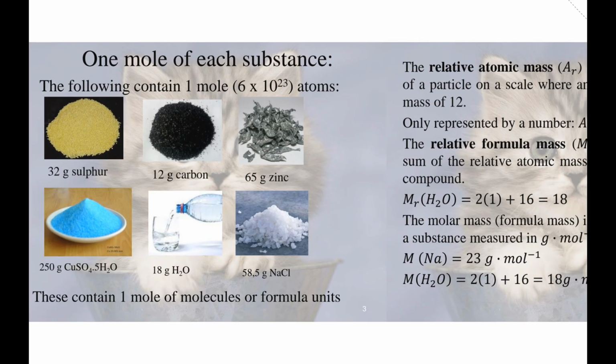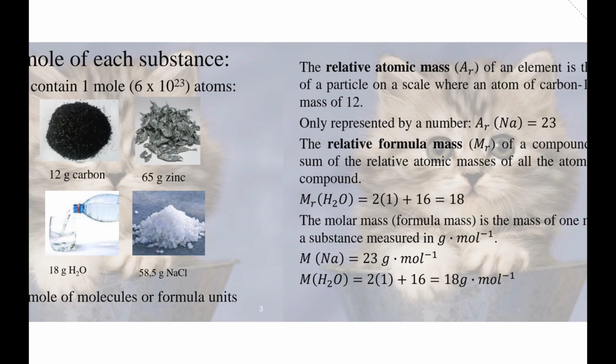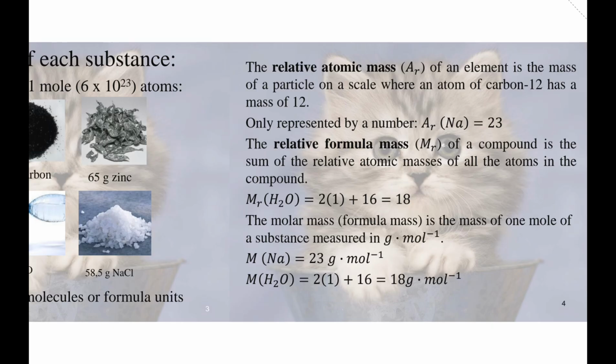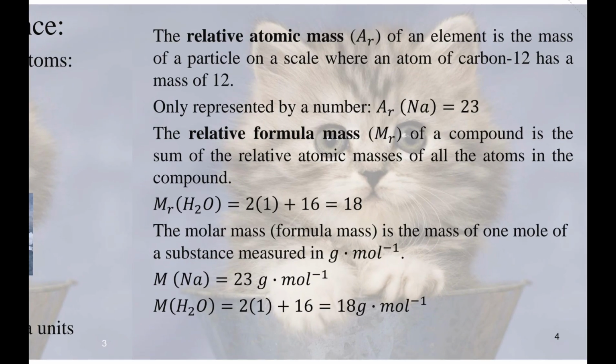So 32 gram of sulfur contains 1 mole of molecules, which means that 32 gram of sulfur contains 6 times 10 to the power 23 atoms or molecules of Avogadro. You understand? The relative atomic mass of an element is the mass of a particle on a scale where an atom of carbon-12 has a mass of 12, only represented by a number.